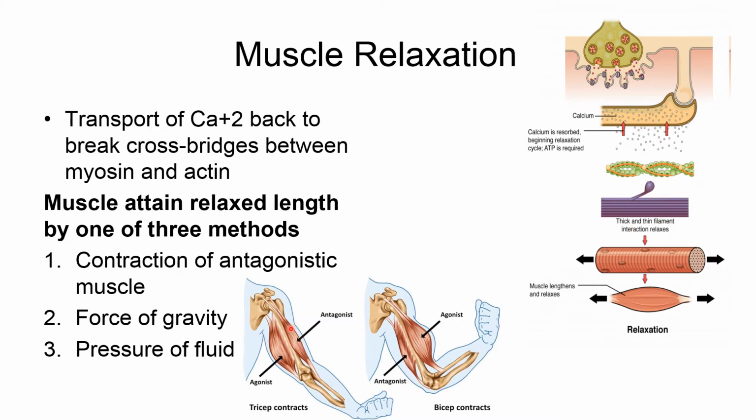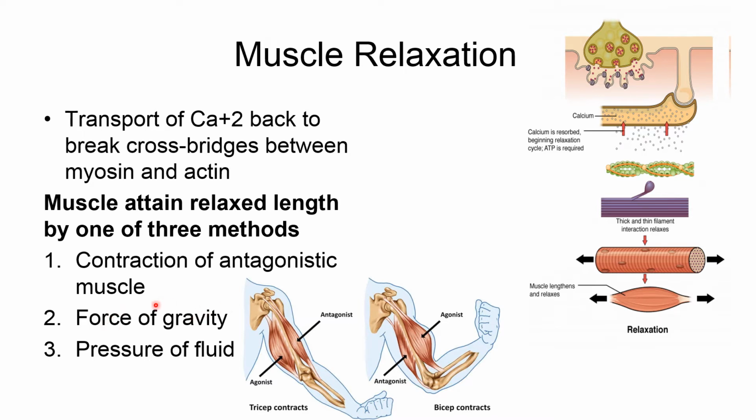For example, here is a bicep and a tricep. So the bicep is contracting and the tricep is coming back to its length. If there is breakage of cross bridges and the bicep is not contracting, then this tricep will stay contracted all the time. Its cross bridges are broken, but it will not come back to its length until the bicep contracts.